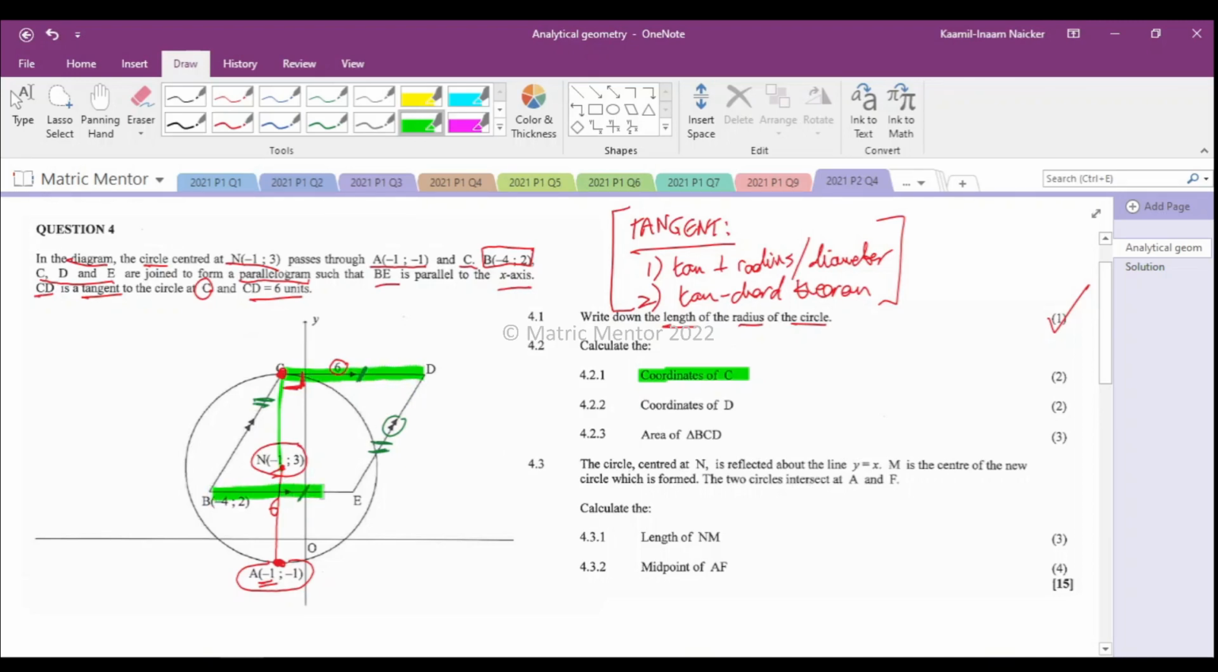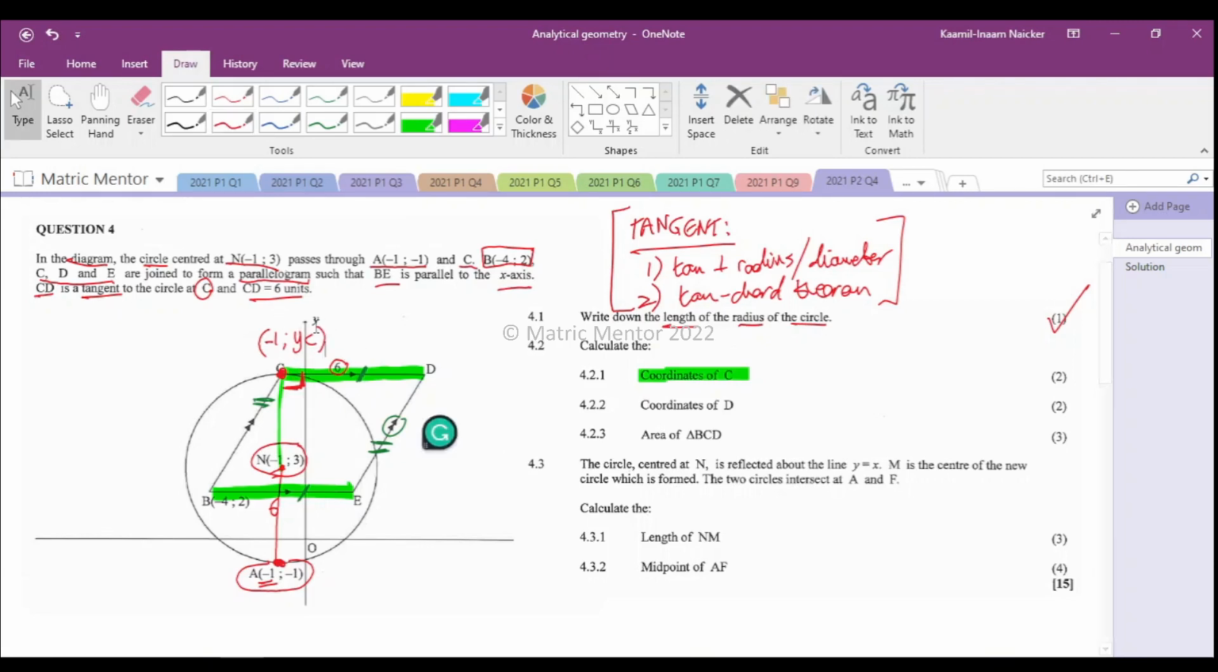Because BE is parallel to the x-axis, CD will also be parallel to the x-axis. And so if CD is parallel to the x-axis, and CN will always be perpendicular to CD, then CN is a perfectly vertical line. In other words, it is parallel to the y-axis. And so if CN is parallel to the y-axis, then C and N should have the same x-coordinate. Agree? Because it's a perfectly straight line.